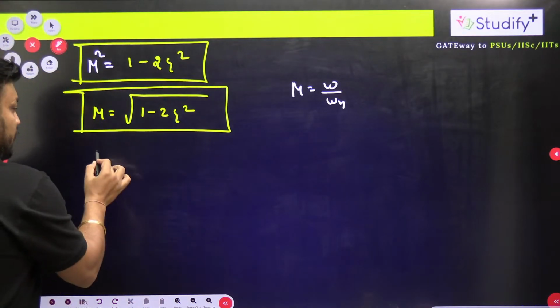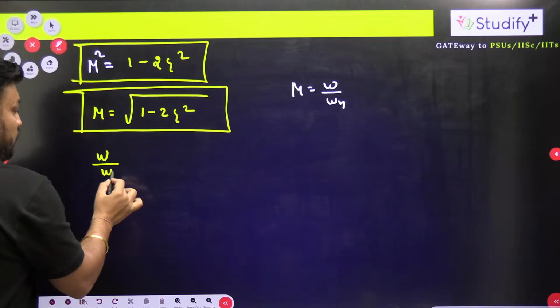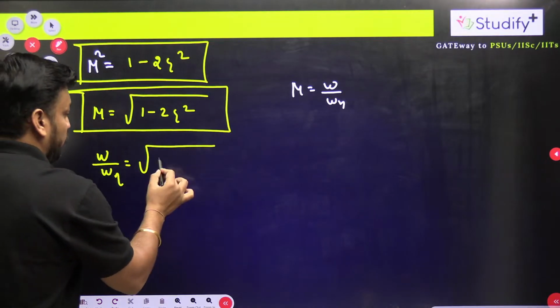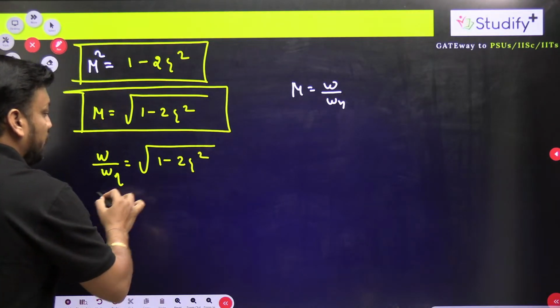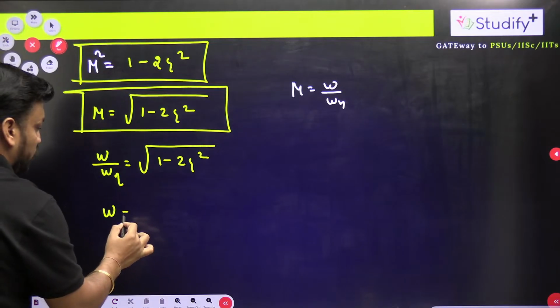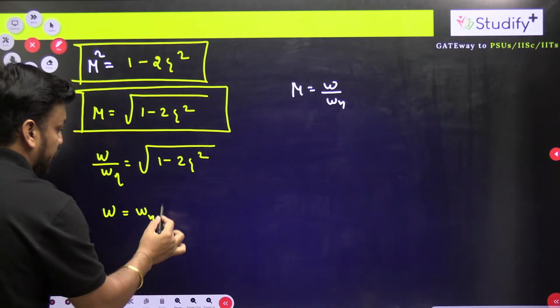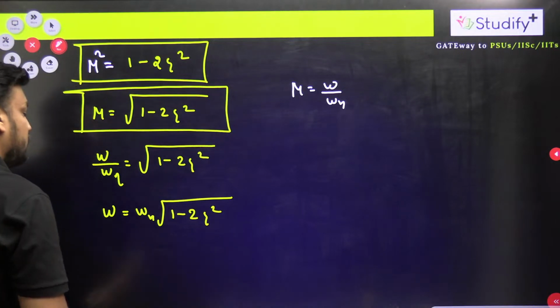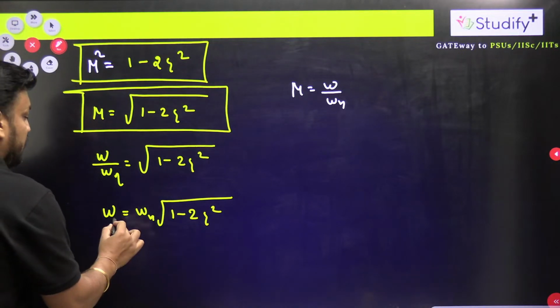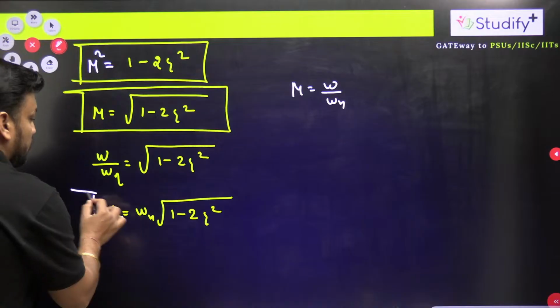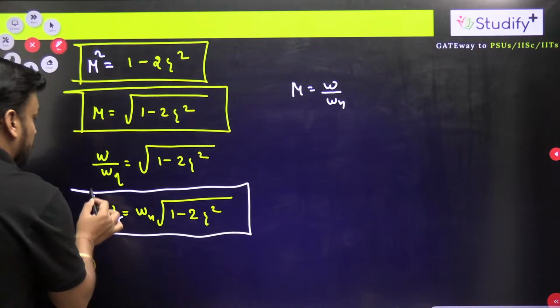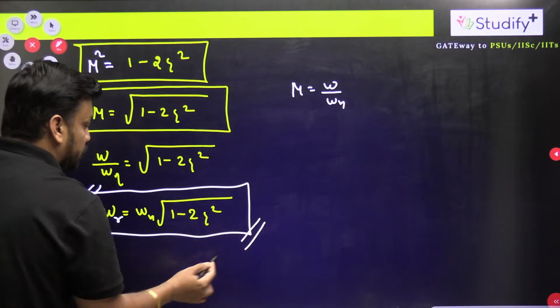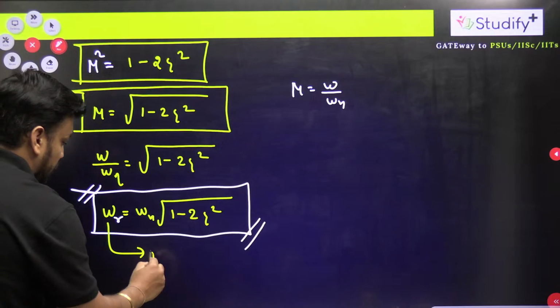So student, tell me, in place of u, if I put omega by omega n, then I should get root of 1 minus 2 zeta square, and just cross multiply omega n. So you will get omega equal to omega n root of 1 minus 2 zeta square. Is this crystal clear? And this omega is nothing but omega r, the resonant frequency.